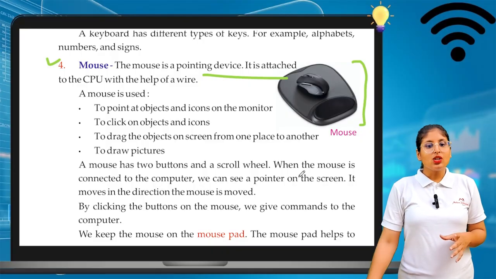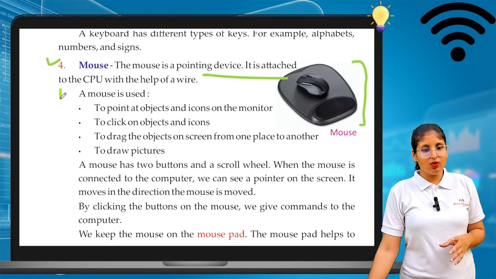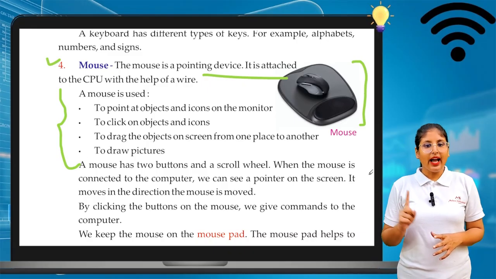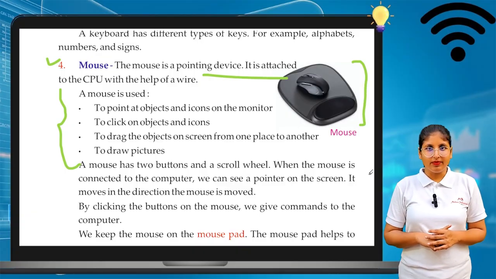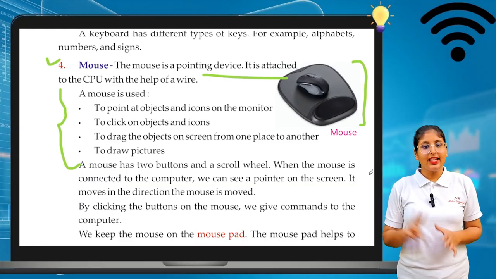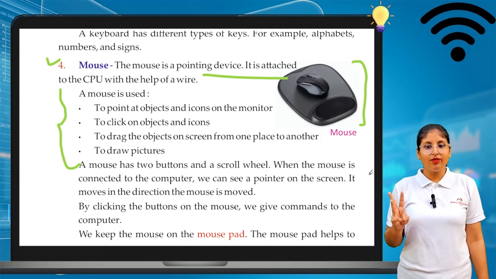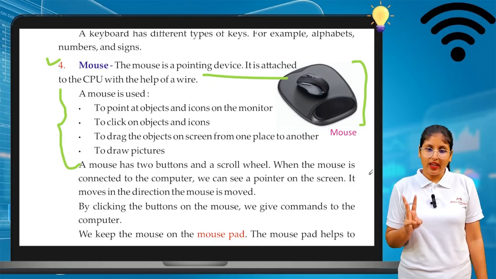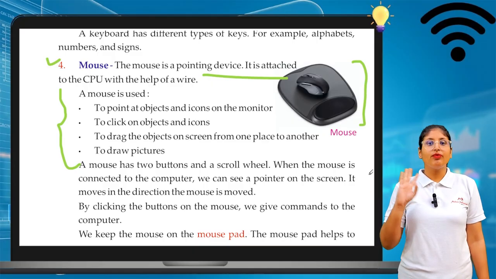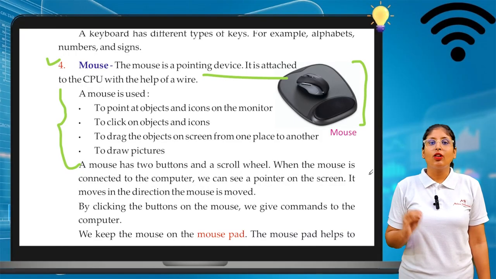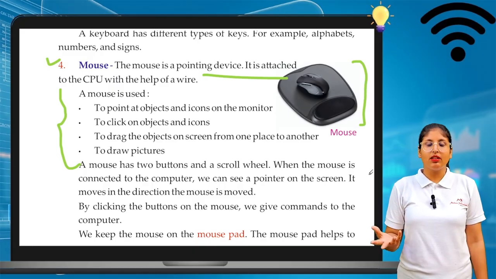So where can we use the mouse? Let's see. First, to point at objects and icons on the monitor. Second, to click an object and icon. Third, to drag an object on the screen from one place to another. And to draw pictures also. So these are the four things we can do with the help of the mouse. But the most important thing is that the mouse is used for clicking.